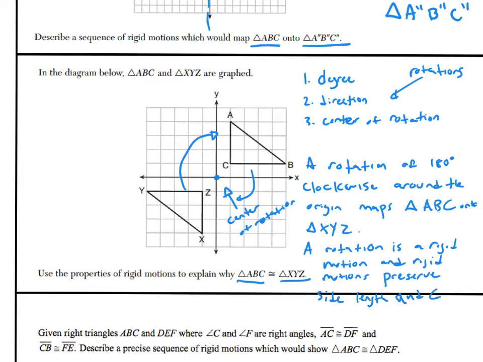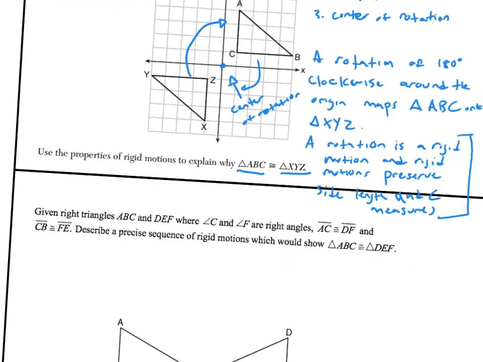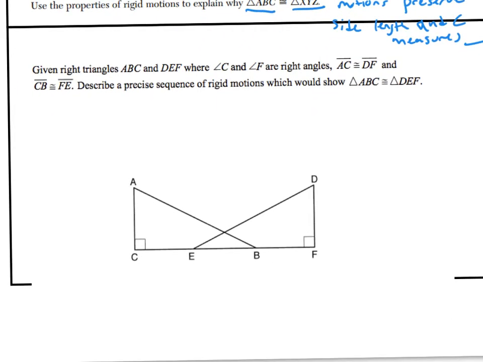and angle measures. Remember, if it ever asks you to use the properties of rigid motions to explain why they're congruent, you need to state the properties of rigid motions. So the reason I know these are congruent is because a rigid motion does not change the angle measures or side lengths. So they must have mapped perfectly onto each other without changing their shapes. All right, so let's move on to the next problem, number 3.